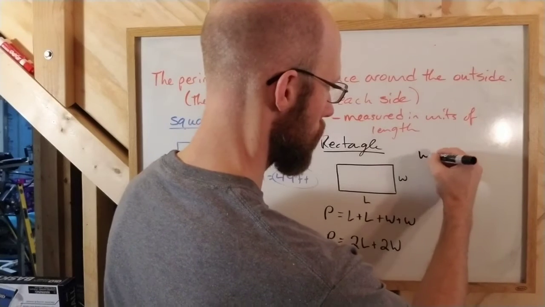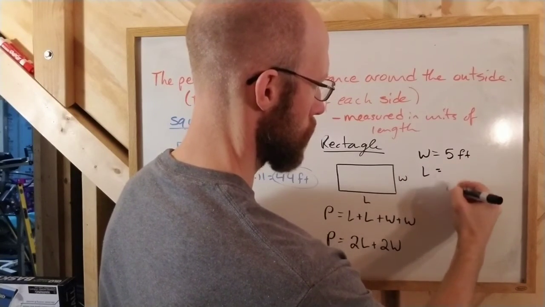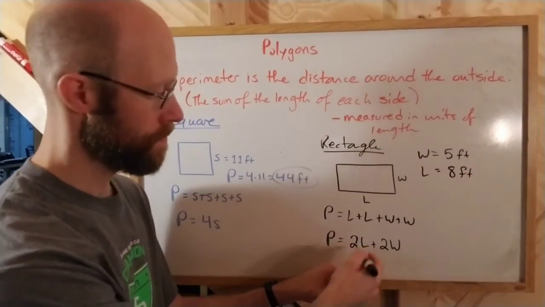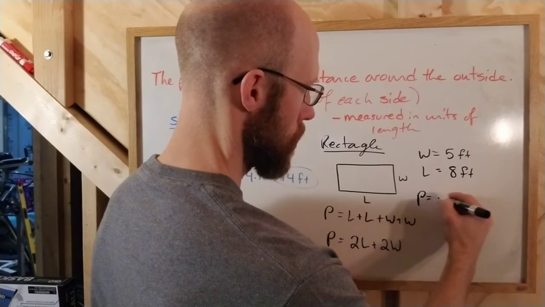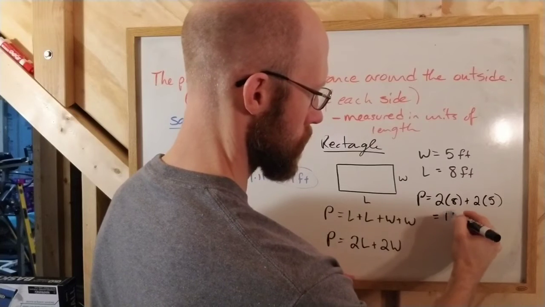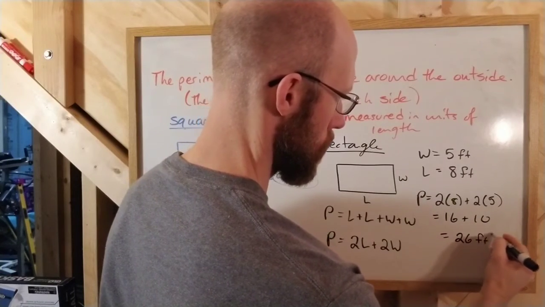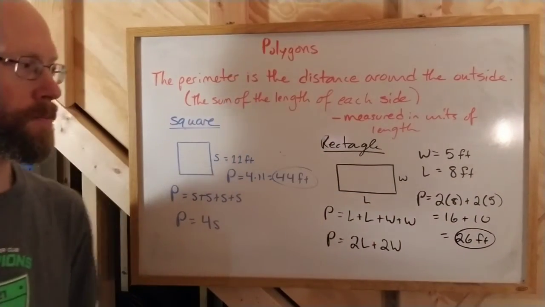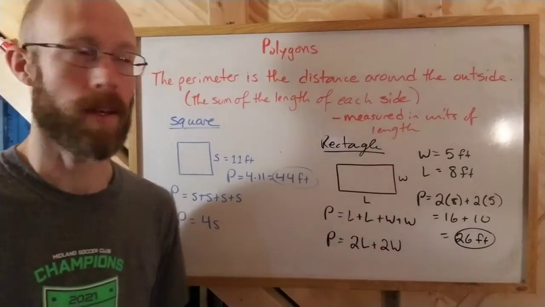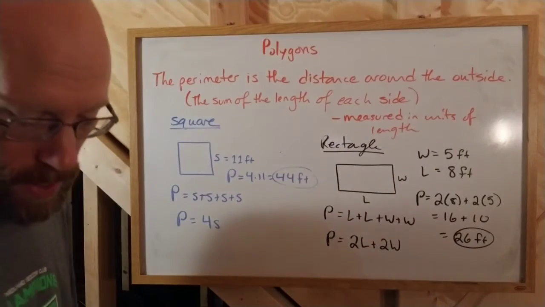So if I knew that the width was 5 feet and the length was 8 feet, then I just double each of them and add them up. So the perimeter is 2 times 8 plus 2 times 5, which is 16 plus 10, which is 26 feet. Again, you could just do 5 plus 5 plus 8 plus 8. Same result. Okay, so those are rectangles.